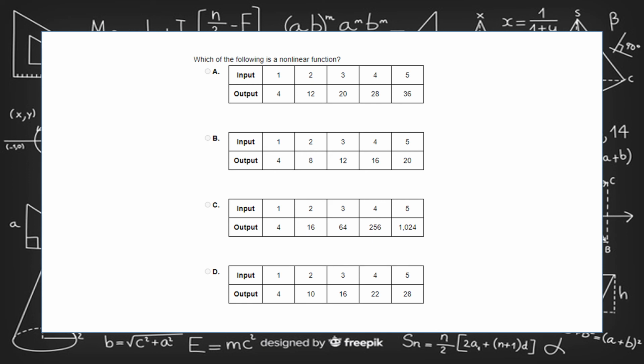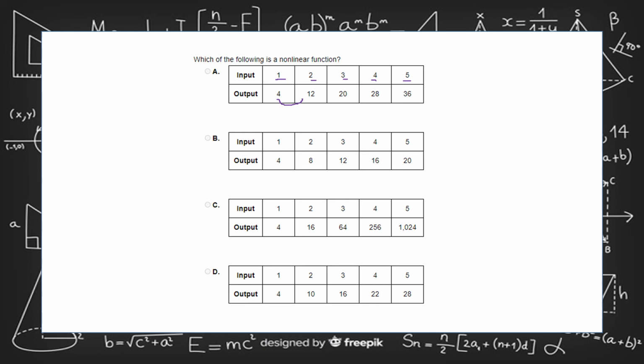Which of the following is a nonlinear function? So remember, nonlinear does not have a constant rate of change. So I'm going to go through and I see that all of my inputs are the same. They're all adding one each time. So I'm not going to draw that on every single one of these. I'm just looking for one where the rate of change is constant.